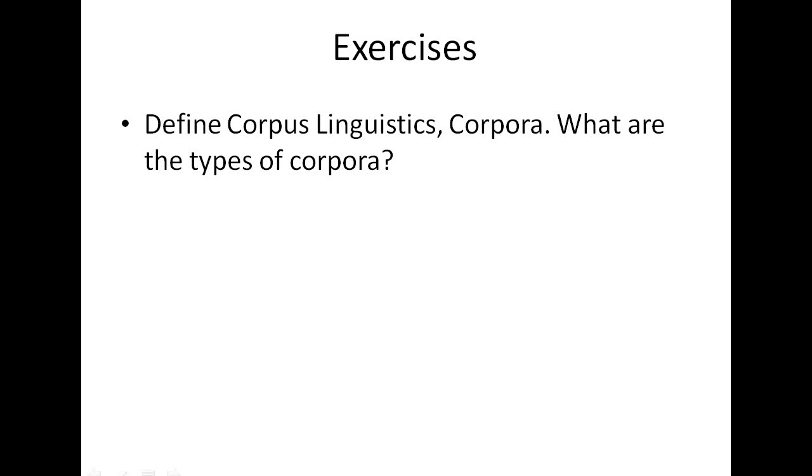And I have set only one question for you. There are two definitions. You have to give the definitions of corpus linguistics and corpora, and you also have to give the types of corpora. So you will write the answer of these exercises, and you will send me a soft copy.